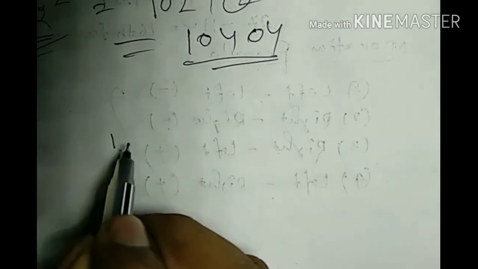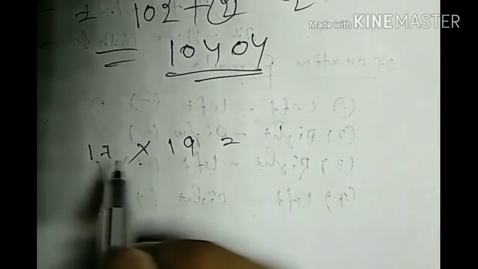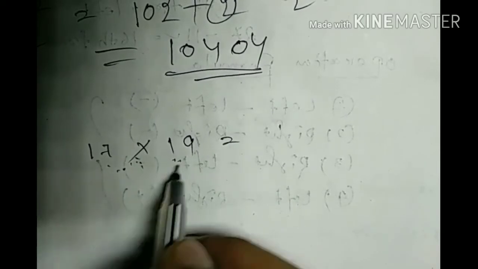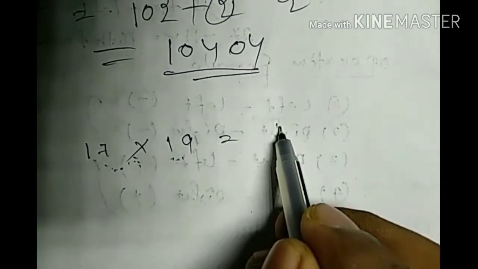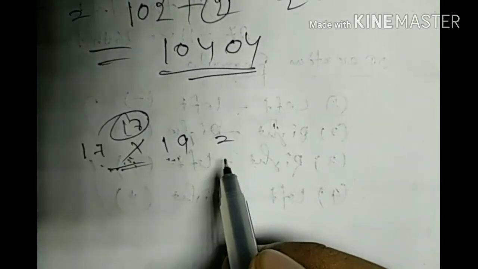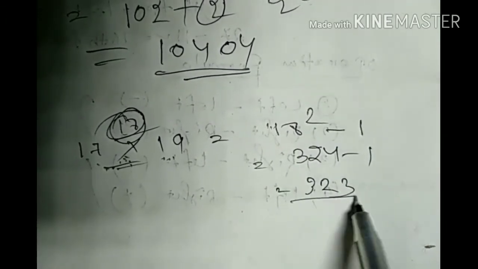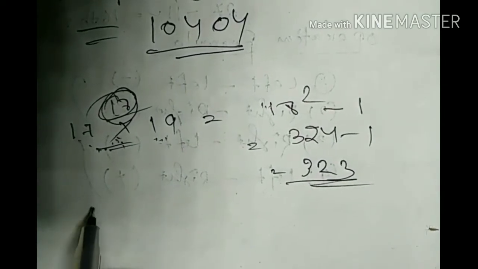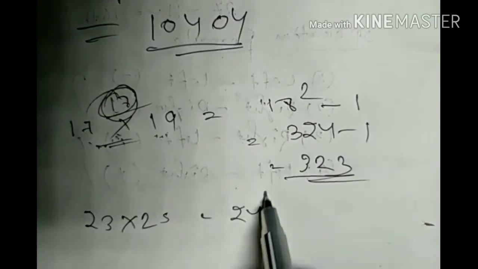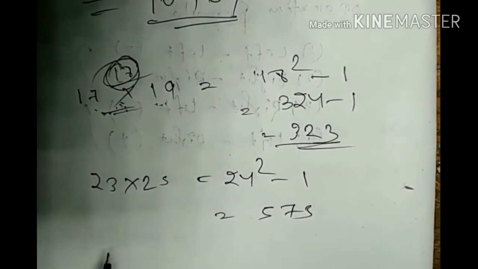Then another example, when two numbers are multiplied. Here we see that there is one number between the two numbers, adjacent numbers. Here we take 18. When we find the multiplication of those adjacent numbers, there is a formula: 18 square minus 1, because we leave that number. Here 18 square is 324, minus 1 is 323. By using this formula you can find this type of product, 23 and 25 means 24 square minus 1, which is 575.